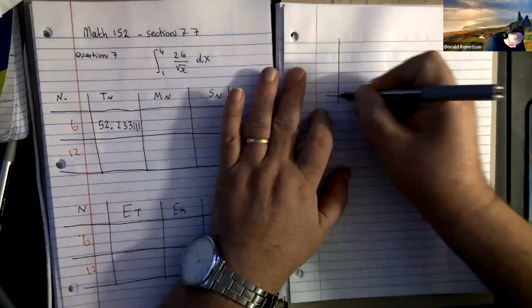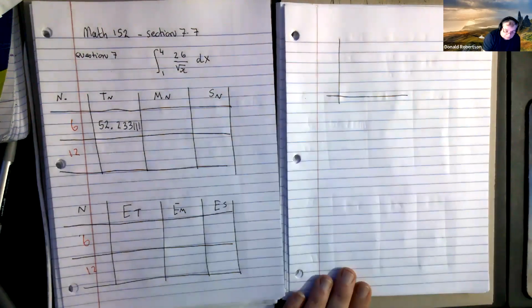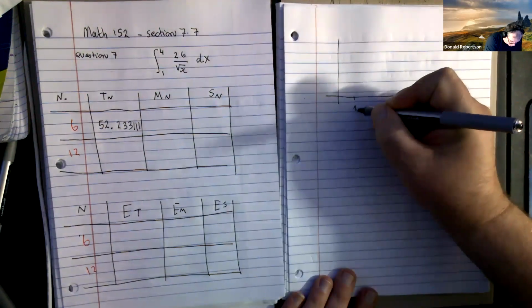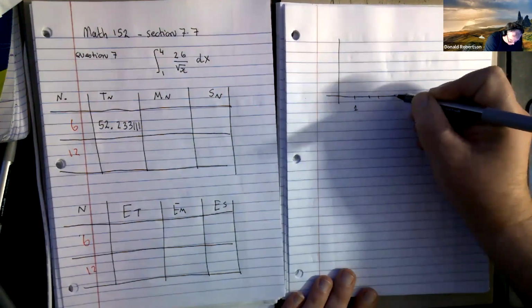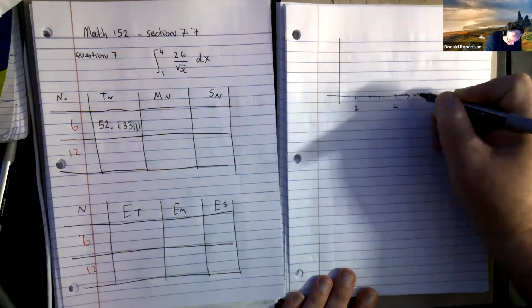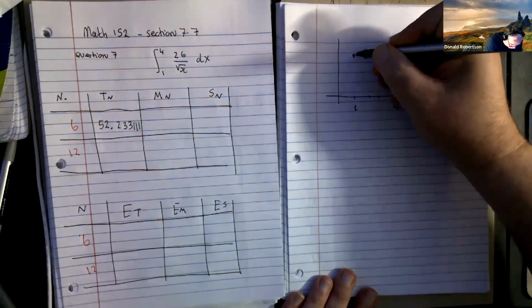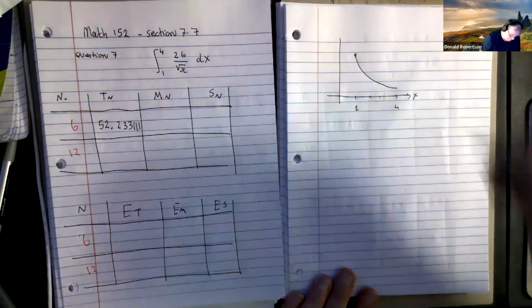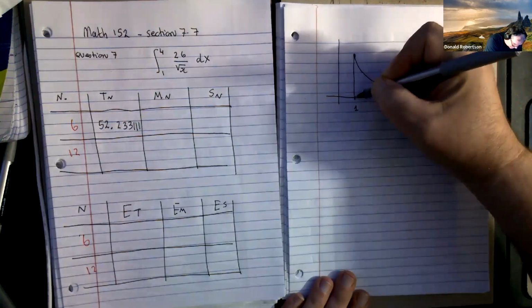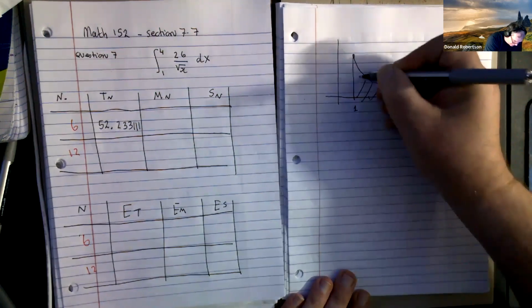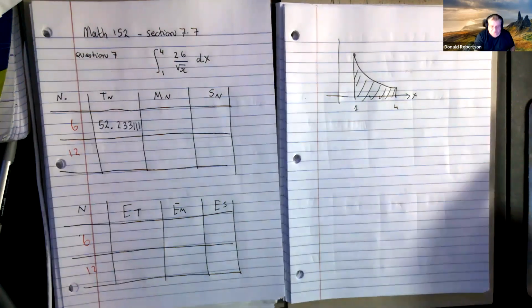If you sketched it, starting at 1 and 2, 3, 4 and finishing at 4. It's an unremarkable curve, it just kind of looks like that. So you're going to need to know the exact area under that curve.